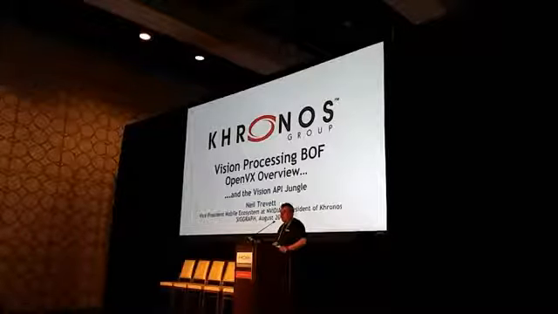And we're going to be talking about vision processing in general, what are the libraries and APIs that are out there. And in particular, we'll do a bit more of a deep dive into the vision API that Khronos is developing, called OpenVX.